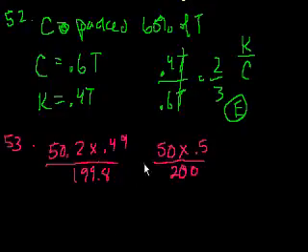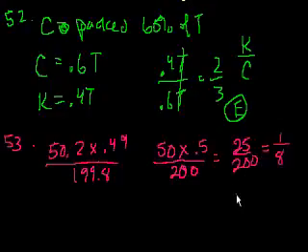So you could view this as being equal to 25 over 200. And 25 over 200, let's see, you could divide the top and the bottom by 25. You get 1 over, 25 goes into 100 4 times, goes into 200 8 times. And that is one of our choices, so I'll go with that. B, 1/8.